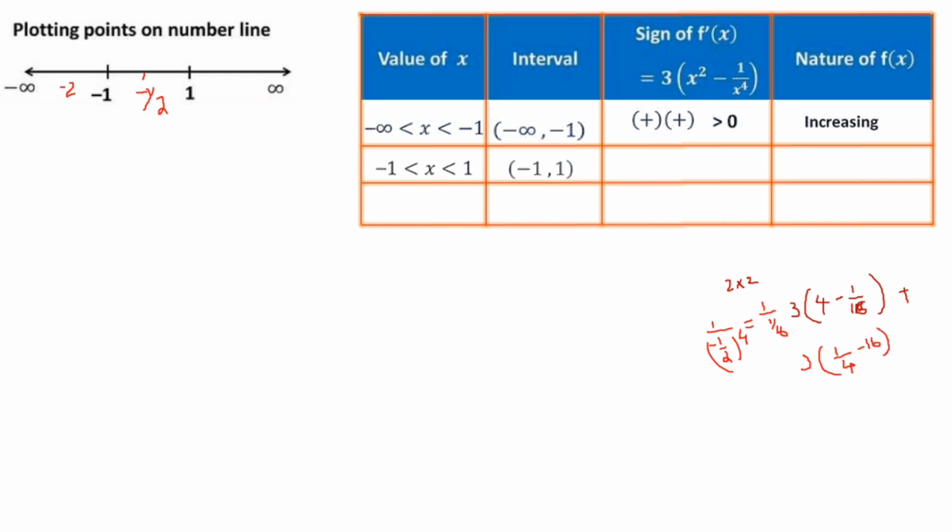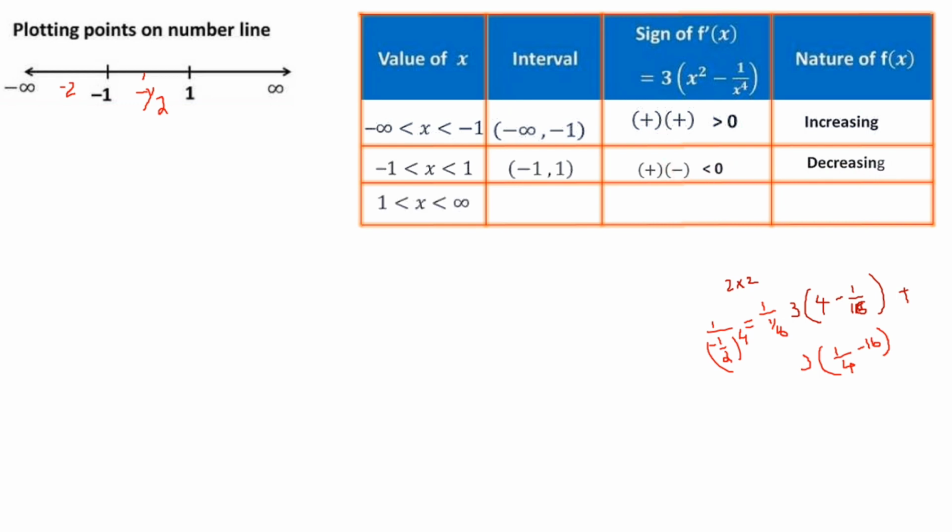So it will be coming as 1 by 4 minus 16. Clearly 1 by 4 is the smaller one and 16 is the bigger one, and smaller minus bigger is negative. Positive into negative is clearly negative, less than 0. Less than 0 means the function is decreasing, since f dash x is less than 0.